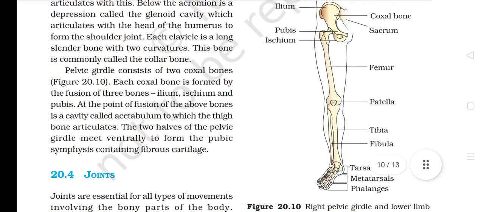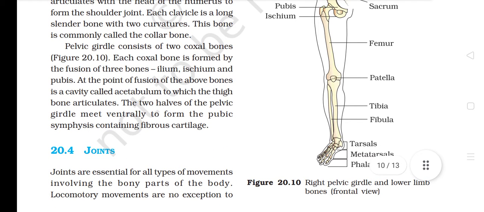Each clavicle is a long slender bone with two curvatures. This bone is commonly called the collar bone. Pelvic girdle consists of two coxal bones. Each coxal bone is formed by the fusion of three bones: ilium, ischium, and pubis. At the point of fusion of the above bones is a cavity called acetabulum, to which the thigh bone articulates. The two halves of the pelvic girdle meet ventrally to form the pubic symphysis containing fibrous cartilage.